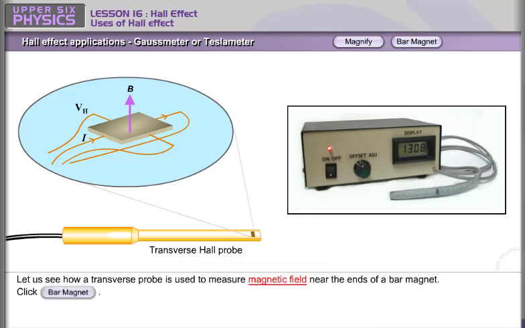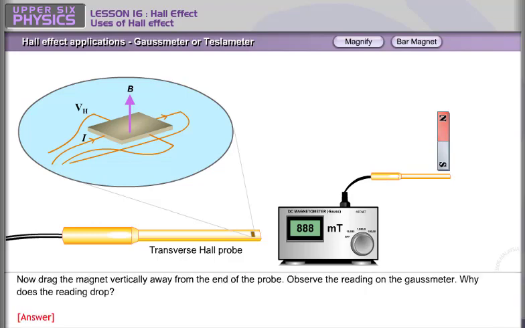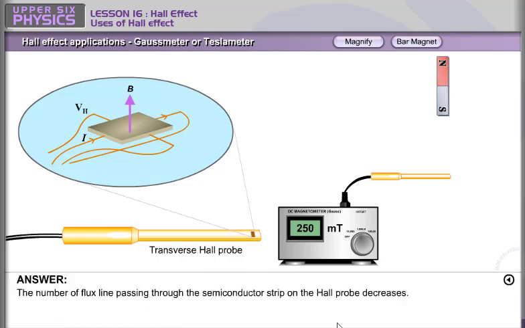Let us see how a transverse probe is used to measure magnetic field near the ends of a bar magnet. Click the bar magnet button. Now drag the magnet vertically away from the end of the probe. Observe the reading on the Gauss meter. Why does the reading drop? Answer: the number of flux lines passing through the semiconductor strip on the Hall probe decreases.